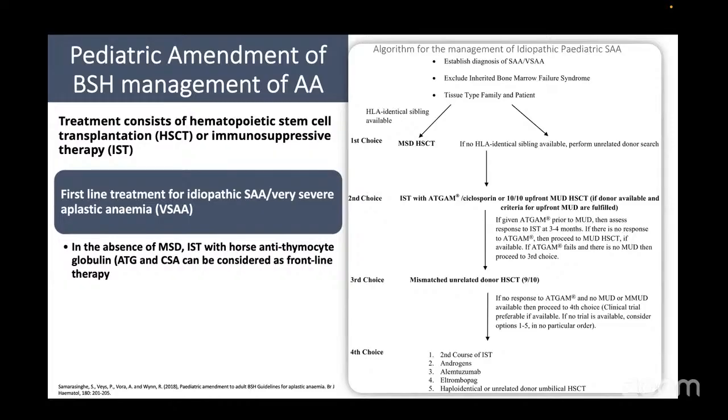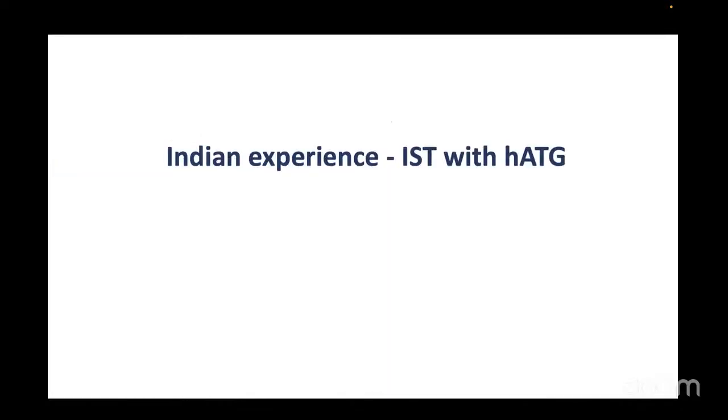clinical trial. And if the clinical trial is not available, then we may offer them another course of immunosuppressive therapy or androgens or alemtuzumab, eltrombopag. And the fifth one here is a haploidentical transplant. So in the absence of matched sibling donor, immunosuppressive therapy with horse ATG can be considered as a frontline therapy.